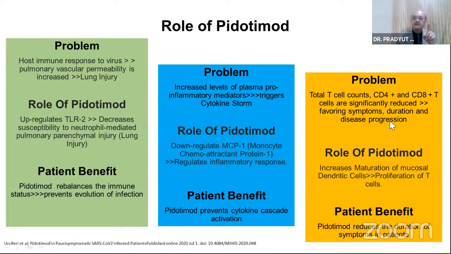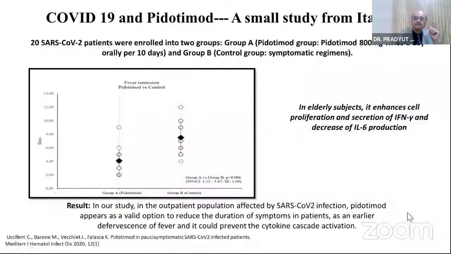Third, we have seen that there is a significant total cell count reduction in these COVID patients, favoring an increase of symptoms, complications and disease progression. Again, pidotimod has been found to increase maturation of mucosal dendritic cells and production of more powerful T cells, and therefore it is found to reduce the duration of symptoms in patients of COVID.